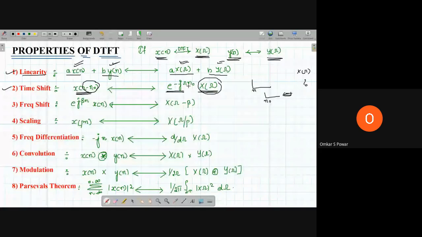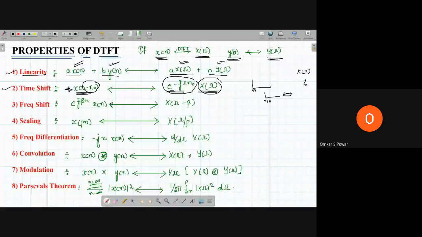If you simply read that x of n minus n naught is equal to e power minus j omega n naught into X of omega, there is no meaning in that. You have to understand the things. So what happens if you shift in the time domain? You have to multiply by this exponential e power minus j omega n naught into X of omega. So you take the Fourier transform and multiply by this exponential. Like that you understand the things, and things will be easy for you.